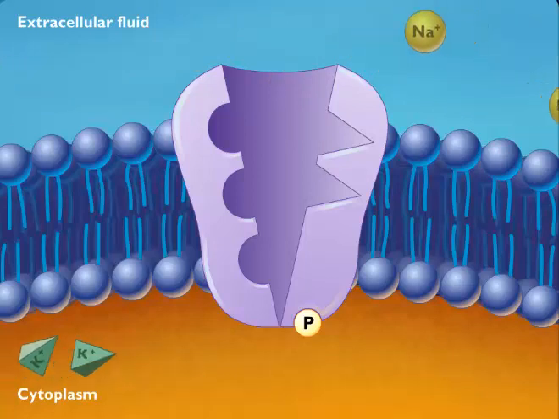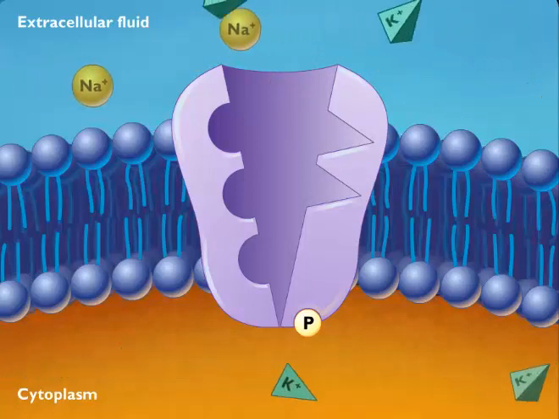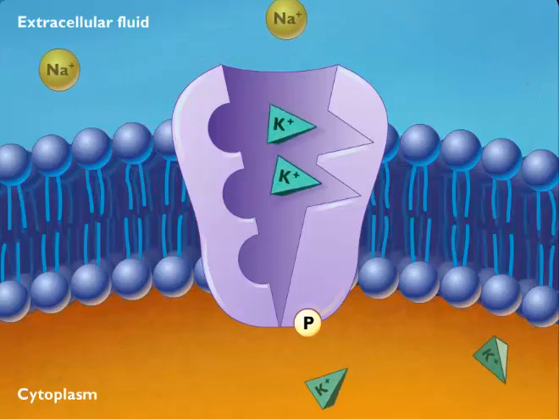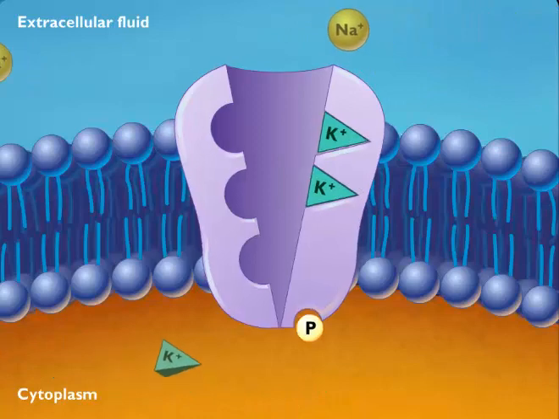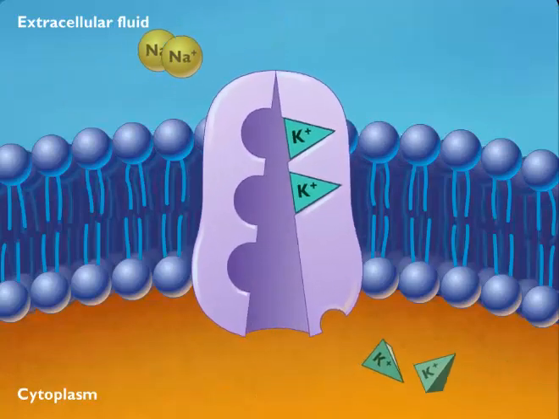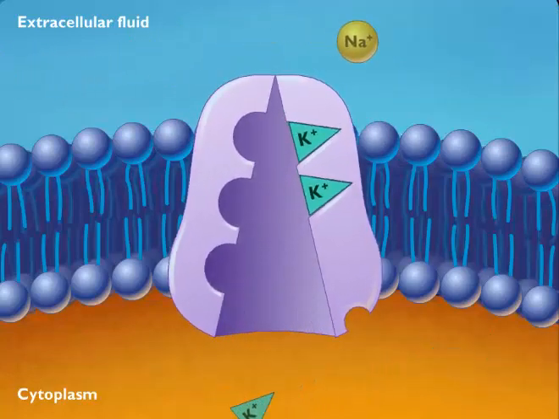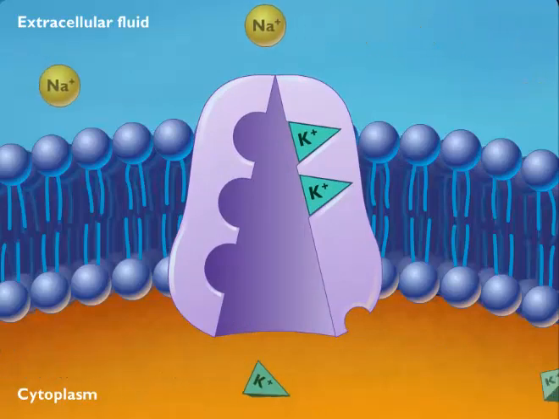The new conformation has a high affinity for potassium ions, 2 of which bind to the extracellular side of the protein. The bound phosphate now dissociates and the protein reverts to its original conformation, exposing the 2 potassium ions to the cytoplasm on the inside of the cell.